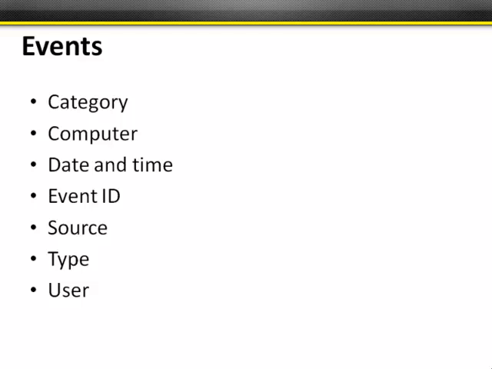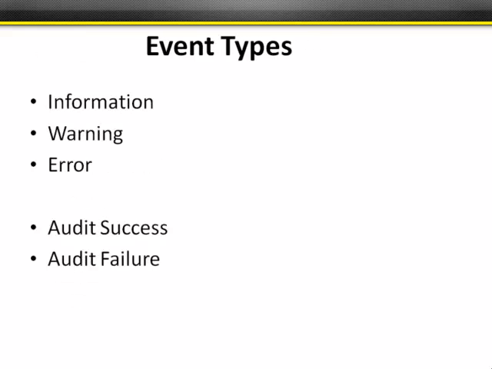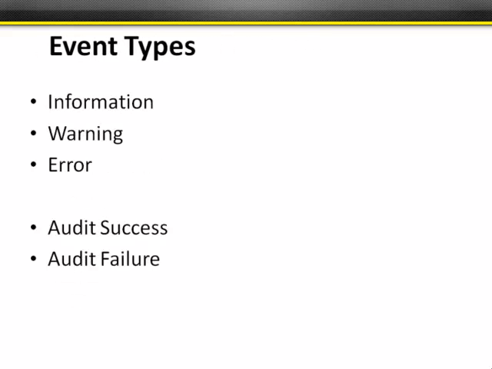Next, you have the type. Types include information, warning, errors, and then lastly you'd have user. And this would be, for example, details on the user ID that's in question. So these are just among the few that are of interest when you're trying to track down log files and what they mean. So let's talk a little bit more about the types.